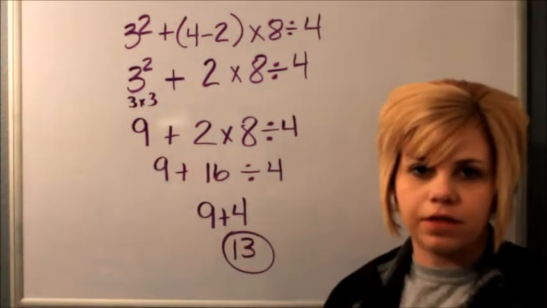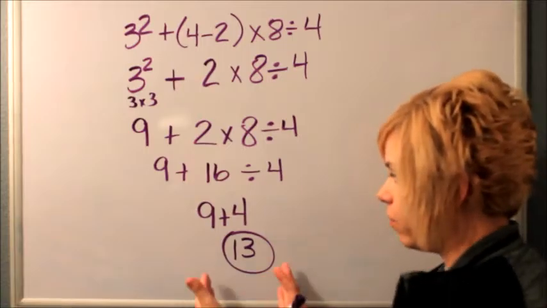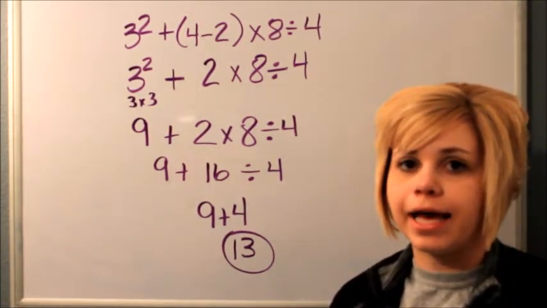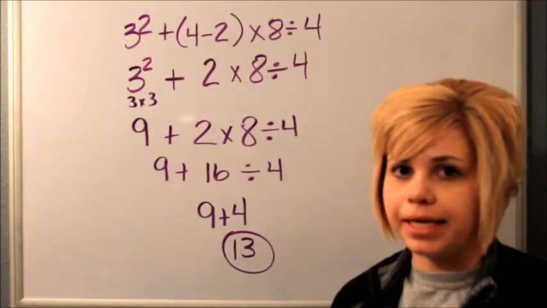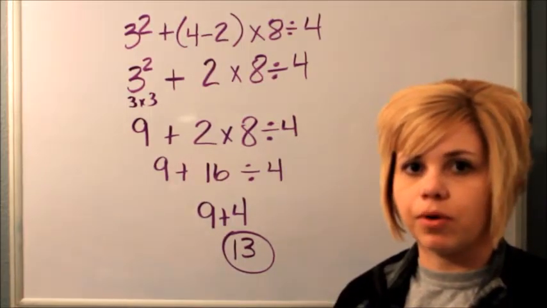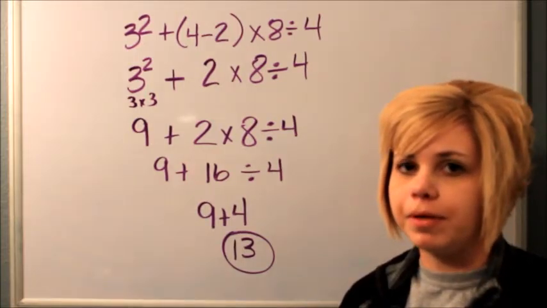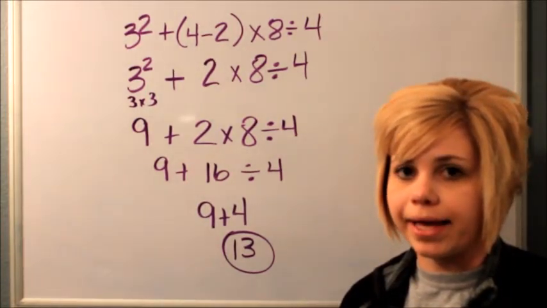Now that we've completed all of the steps of the order of operations, we have one number left. When you have completed all 4 steps, you should only have a numeric answer. There shouldn't be any symbols, any grouping symbols, no operations, and no exponents. If you have one of those things left, you probably missed or forgot something, so we need to go back and check our work.